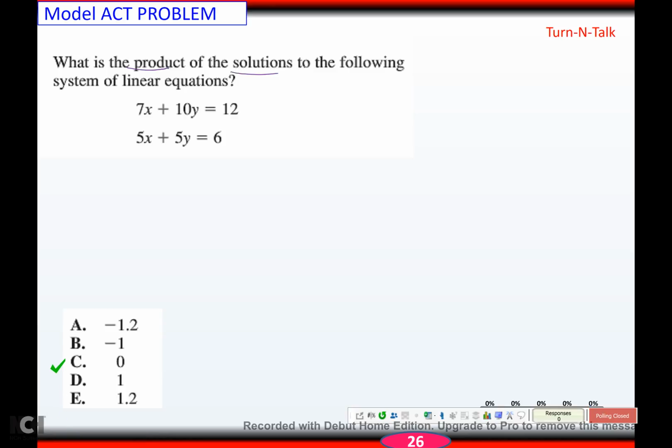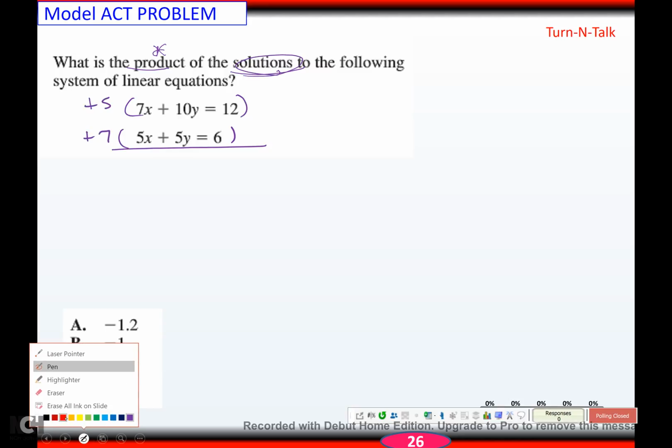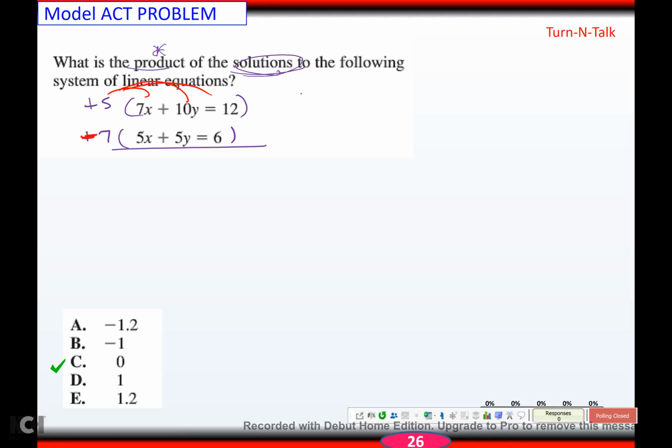They want the product of the solutions. So that means I have to find the solutions and then multiply them together. If I try and add right now, nothing is eliminated. So I'm going to have to multiply the top by the bottom and the bottom by the top, and I am going to eliminate the x's. So positive 5 comes up, positive 7 goes down. They came out the same, so I need to make them different. On top, distributing the 5, I get 35x plus 50y equals 60. On bottom, I distribute the negative 7, and I get negative 35x, negative 35y equals negative 42.